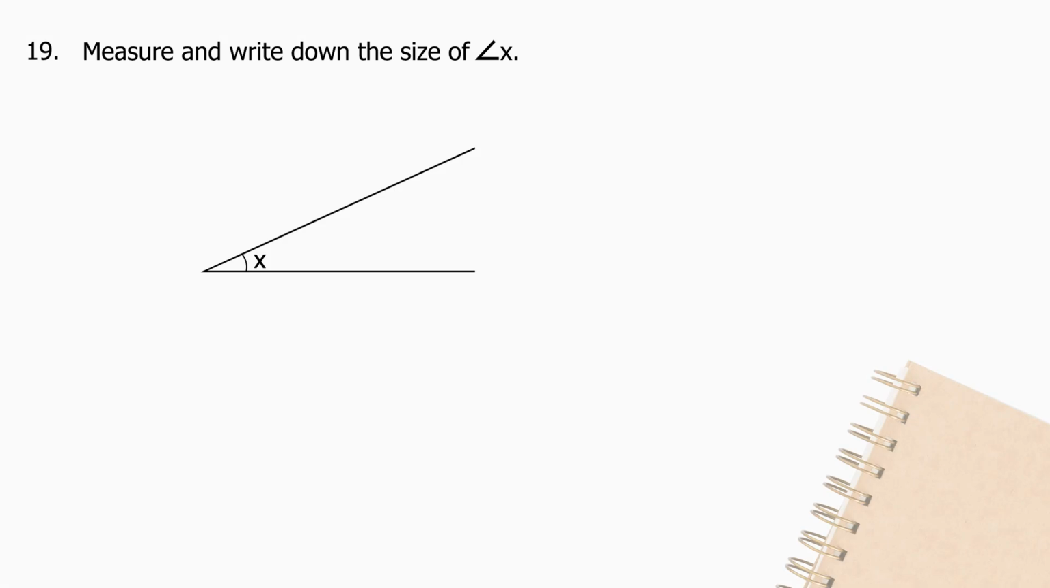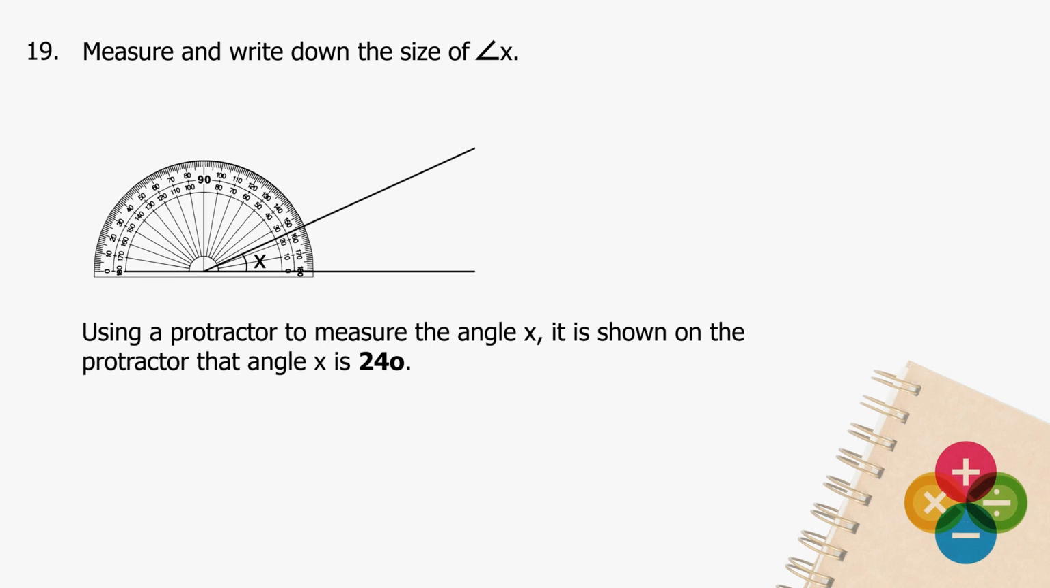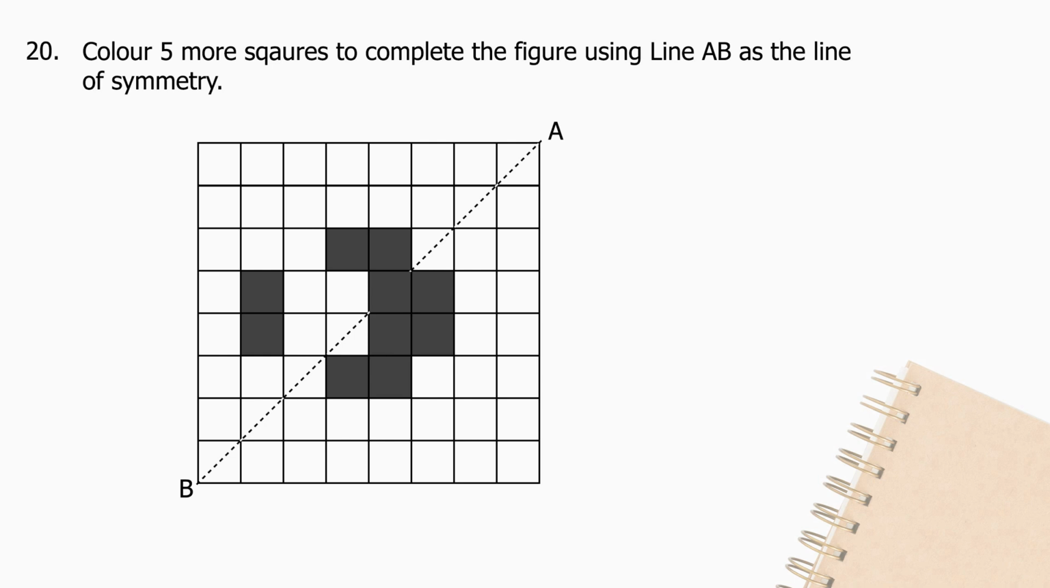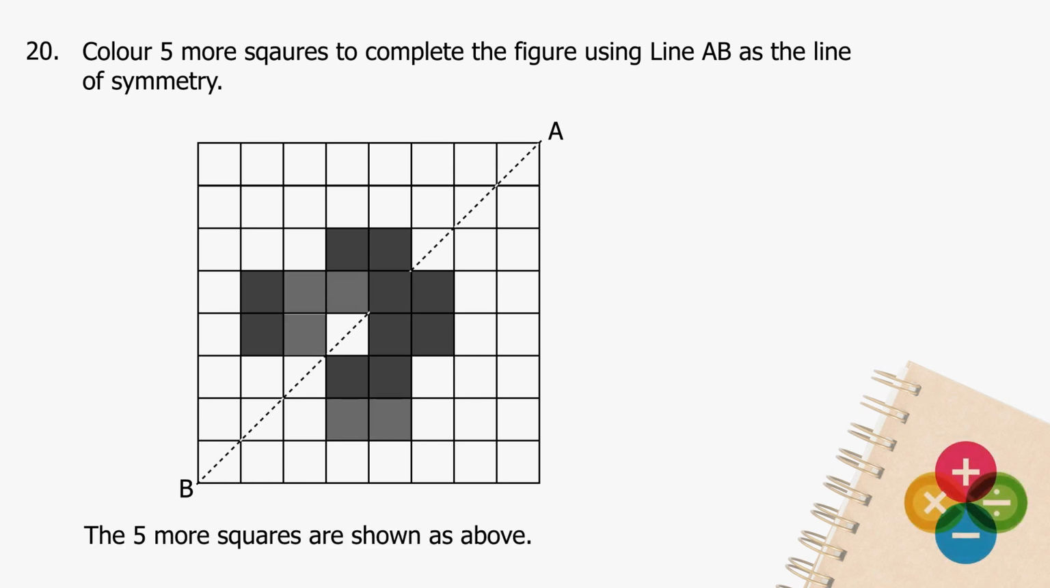Question 19. Measure and write down the size of angle X. Using a protractor to measure the angle X, it is shown on the protractor that angle X is 24 degrees. Question 20. Color 5 more squares to complete the figure using line AB as the line of symmetry. The 5 more squares are shown as above.